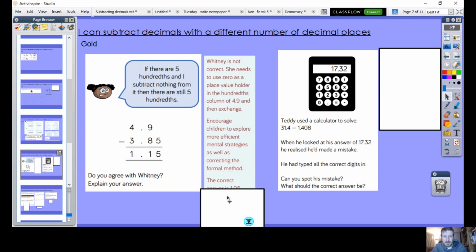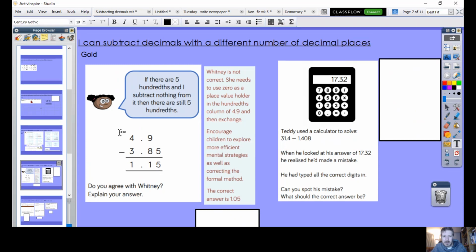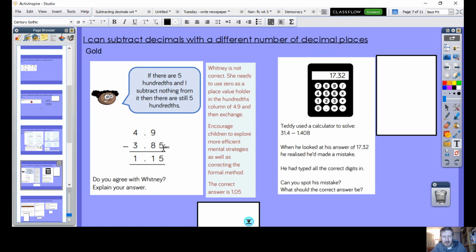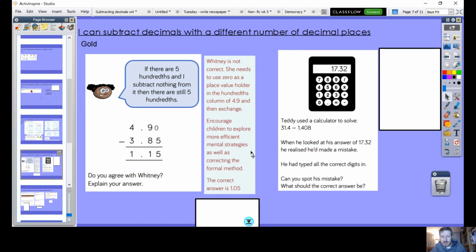Okay, let's have a look. Whitney is not correct. She needs to use 0 as a place value holder in the hundredths column of 4.9 and then exchange. So we need to think about how, when we're doing 4.9 take away 3.85, the mistake being that just because there's nothing here doesn't mean we then think about this 5 as 5 take away the nothing here. It is, we've got nothing here, take away 5. So if we haven't got anything here which we can take away 5 from, we need to complete the exchange across. Okay? And hopefully we managed to explain that.